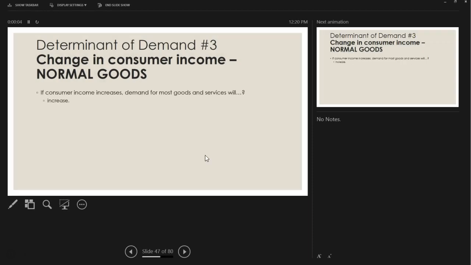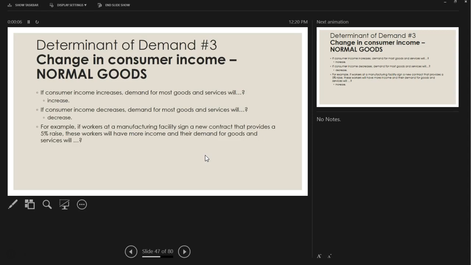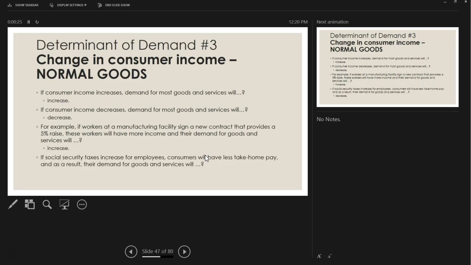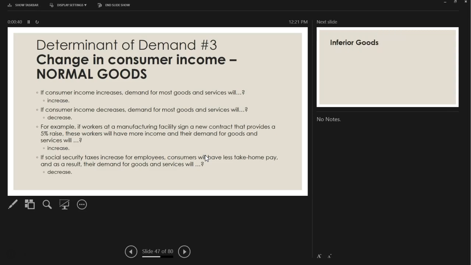Okay, so an example. If workers at a manufacturing facility sign a new contract that provides a 5% raise for those workers, these workers will have more income and their demand for goods and services will do what? Increase. Another example. If Social Security taxes increase for employees, consumers will have less take-home pay, and as a result, their demand for goods and services will do what? Decrease.